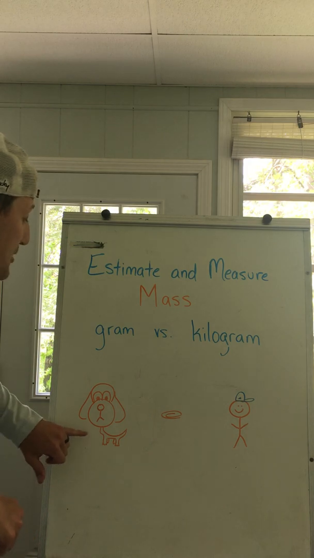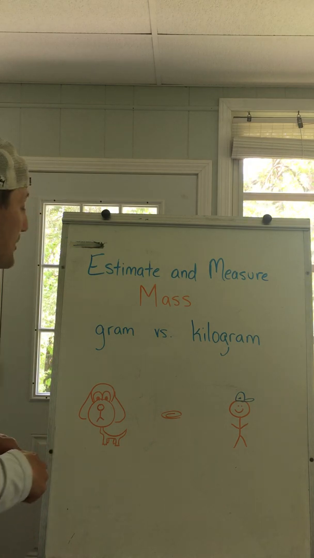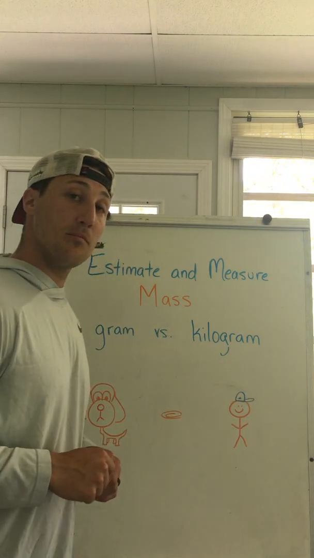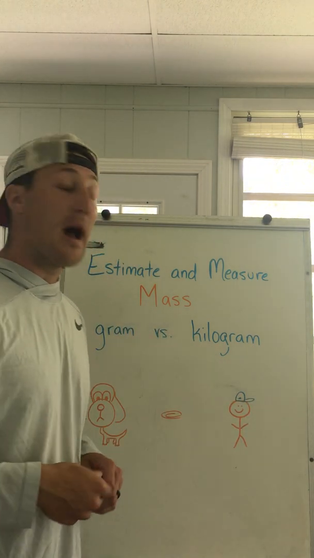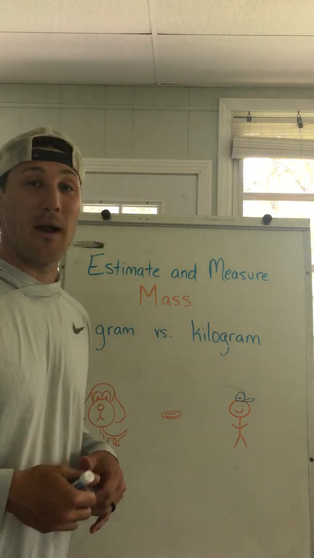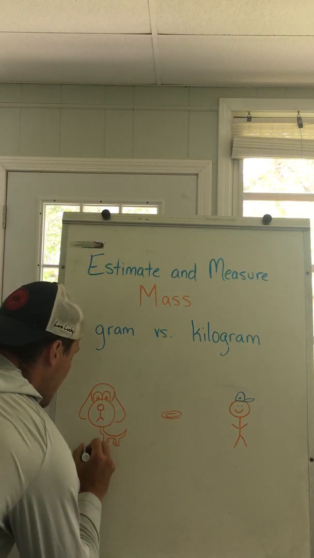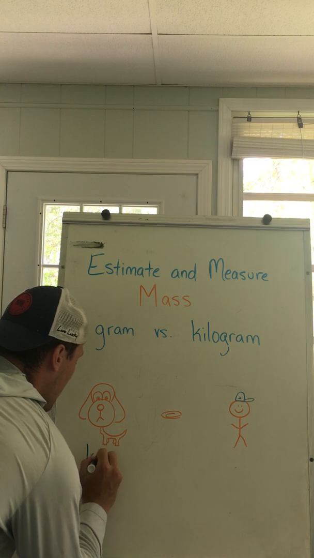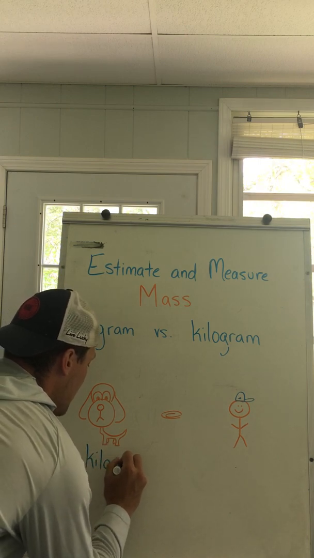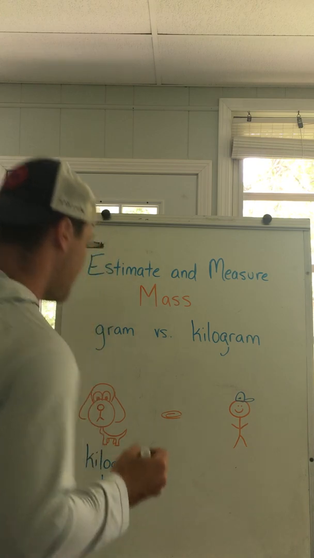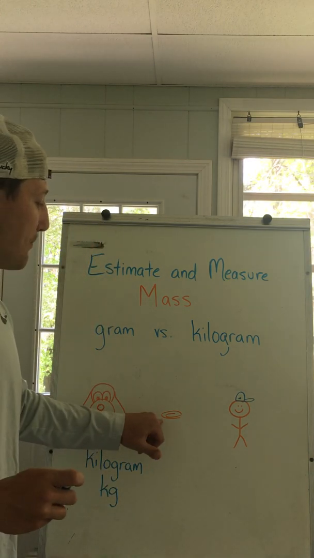So if I were to measure a puppy, do you think I would measure a puppy in grams or kilograms? That's right. I would measure a puppy in kilograms, because it's probably going to be a few pounds, right? So I'm going to write underneath that, I would measure it in kilograms. Or if you want to abbreviate, you would use kg.